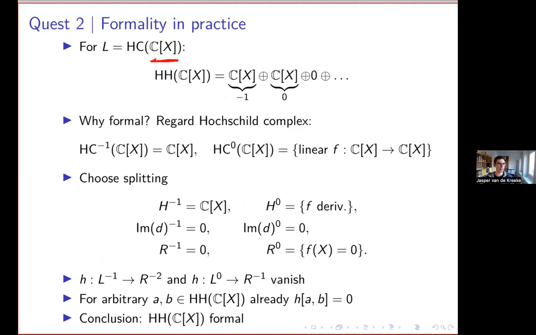As you know, its Hochschild cohomology is concentrated in degree 0 and degree 1, which in the A infinity grading is slightly different. It would be concentrated in degree -1 and degree 0. Classically, where does this come from? This is the center, and this is the derivations on this algebra. Why is it formal? To see that, we have to compute the minimum model.